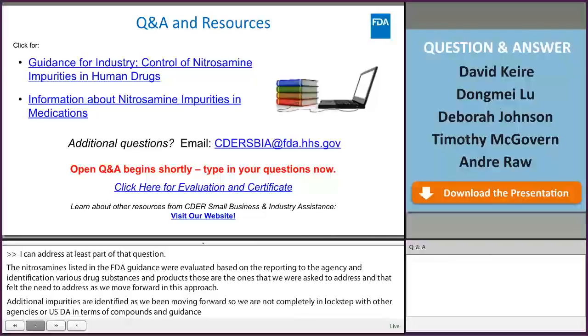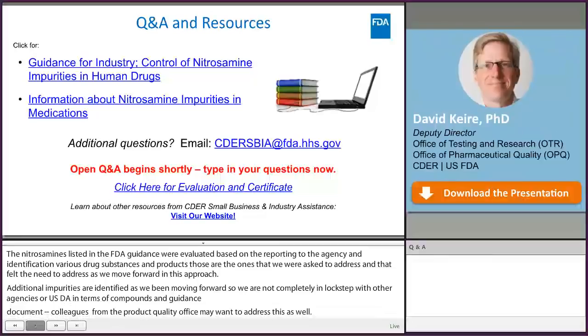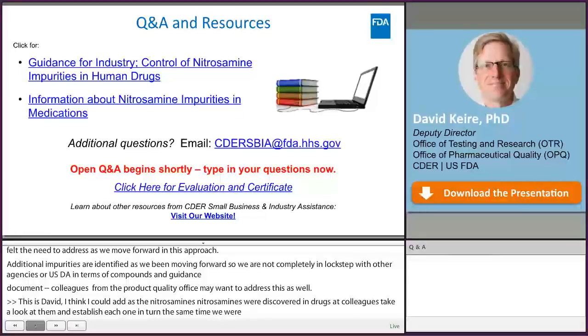This is David. I think I can just add that as the nitrosamines were discovered in drugs, clearly we had our Pharm Tox colleagues take a look at them and establish limits for each one of them in turn. At the same time, we were proactively looking at synthetic processes for drugs that were at risk and identifying other amines that could potentially lead to the formation of nitrosamines under certain conditions. And so that's how this list of nitrosamines has evolved. And right now there are 10 nitrosamines that the FDA labs can test for.